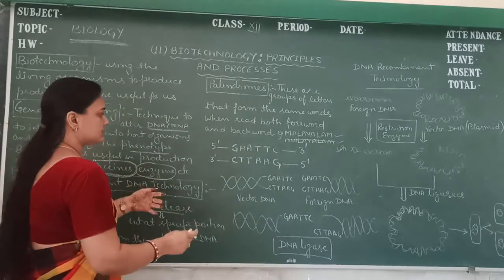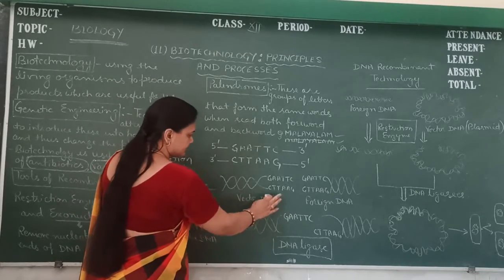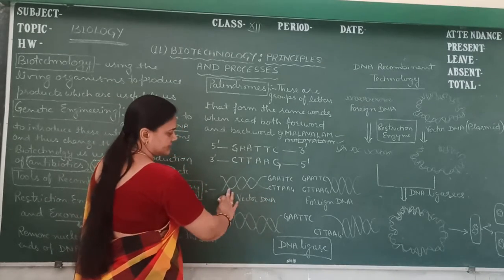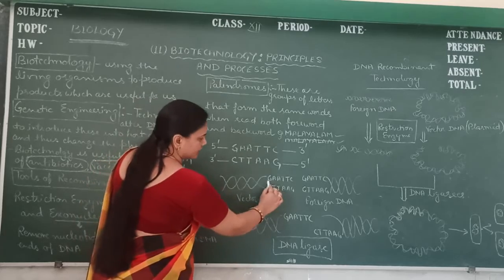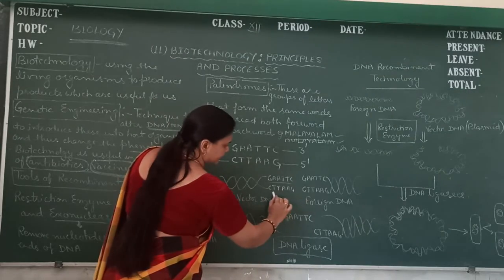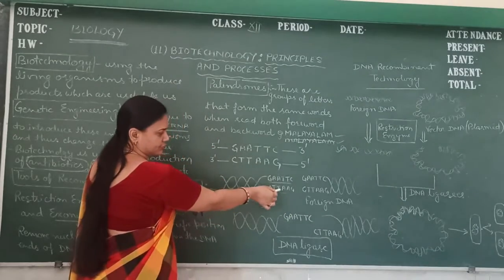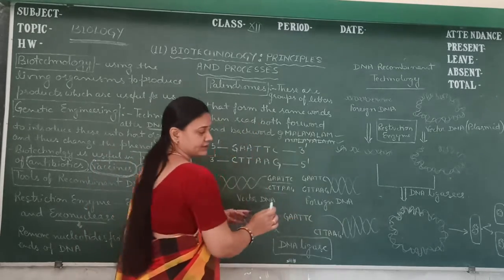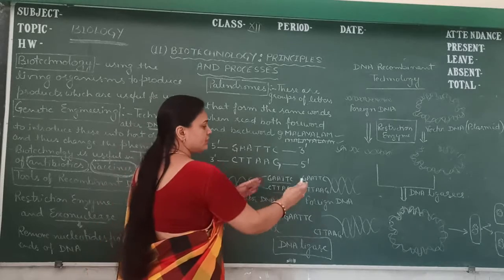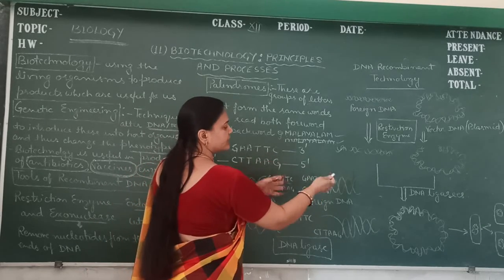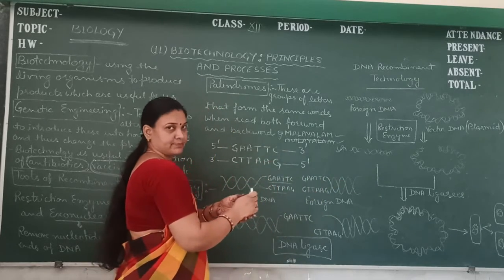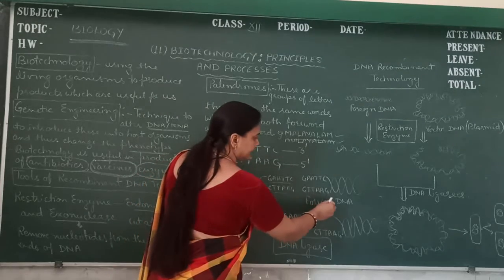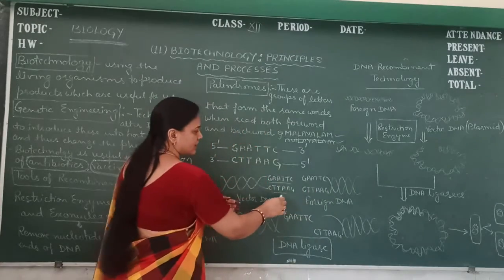Now, how do they work? For example, this is the vector DNA, and here are the nucleotide sequences. We have shown these nucleotide sequences, and this is the foreign DNA. Foreign DNA means the DNA fragment which is isolated from another organism. So this is the foreign DNA, and what happens?